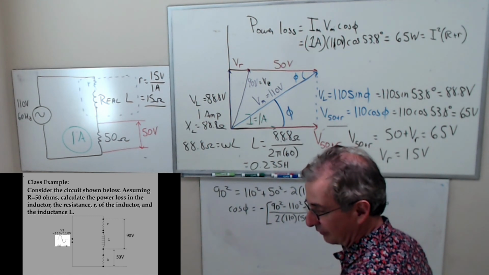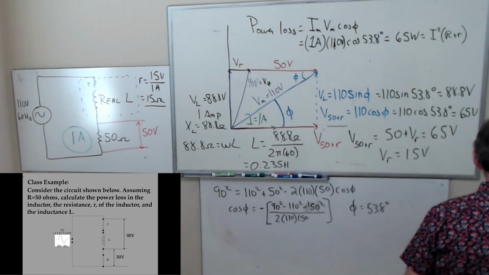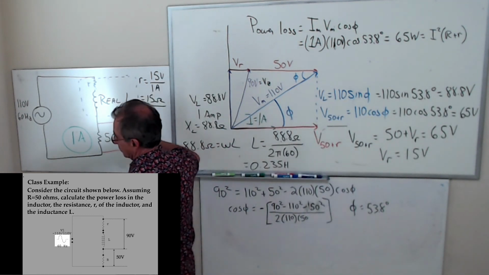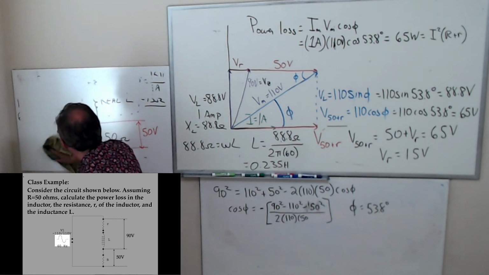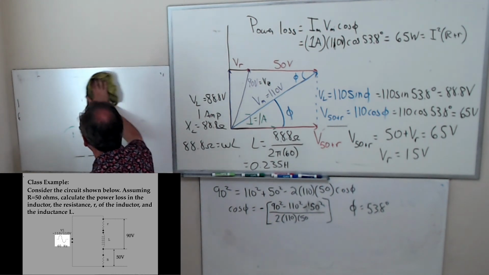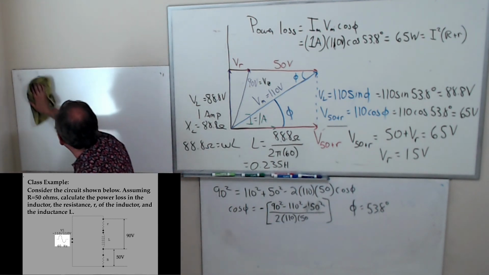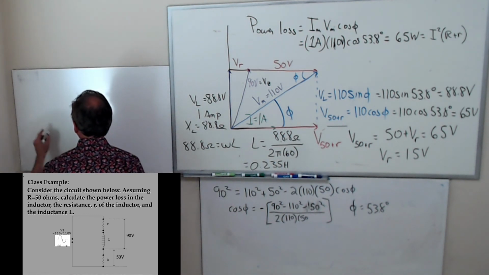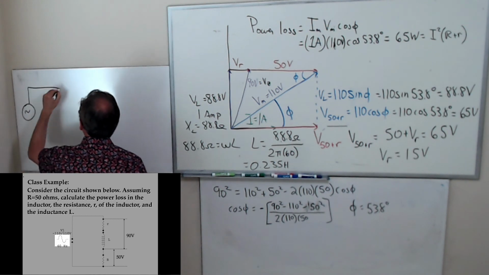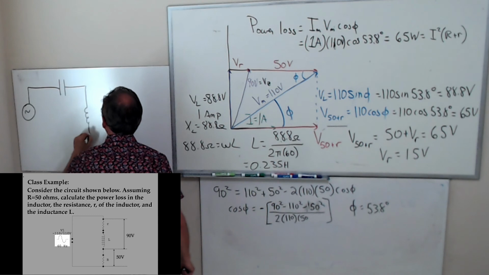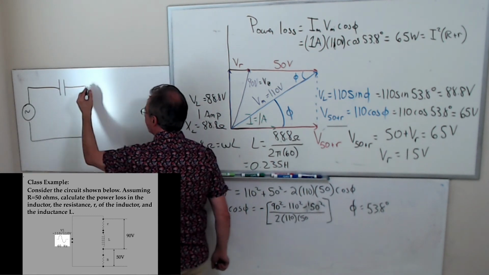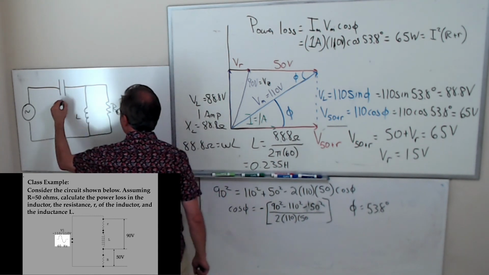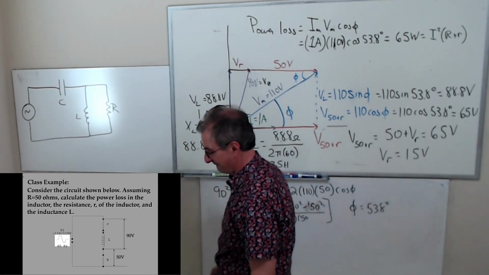Okay. Maybe I'll ask you one more question, if you have time. If you want to stick around, I'll ask you one more, because this is related to the problem that I didn't include on this homework assignment. Suppose I have a circuit like this. This is ideal. What does the phasor diagram for that look like?